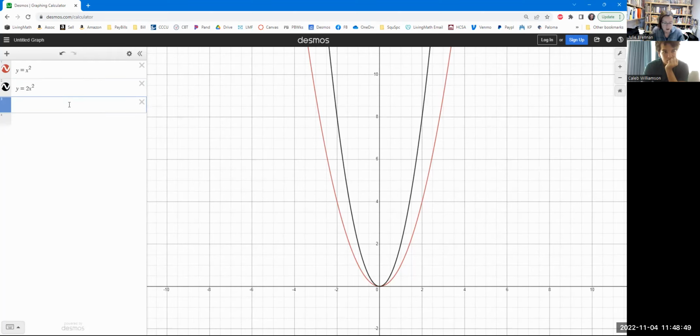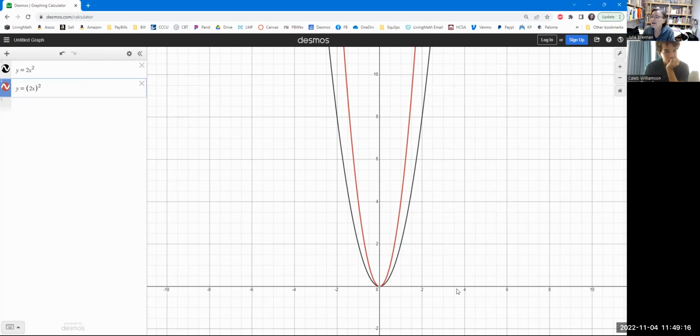Here's a good example. What if I did y is equal to 2x in parentheses squared? Okay, so that's going to be different. I would prefer that to be a different color. I don't know why they did yellow again or red again. Usually I can try to get that color to change, but oh well. I'm going to move that one back. Okay, so here's the difference here.